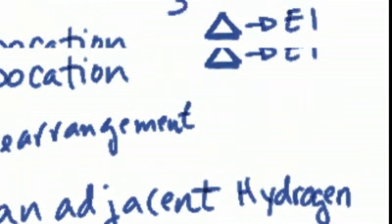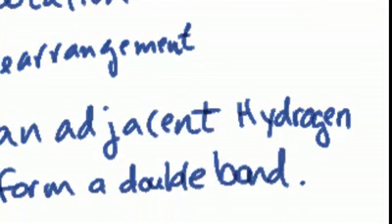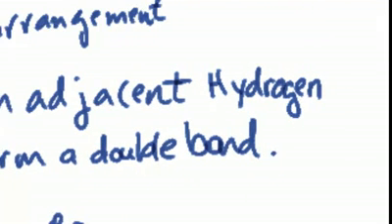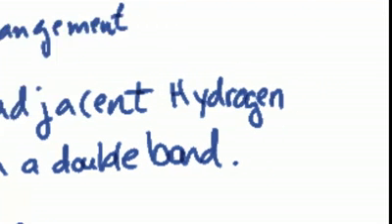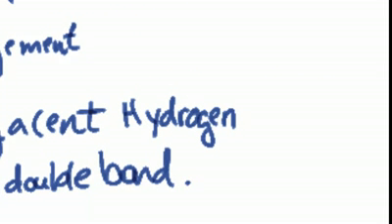Alright, so what is going to happen? We're going to form a carbocation as always. We're going to have a rearrangement if possible, and then we're going to abstract an adjacent hydrogen in order to form a double bond. Leave the electrons behind and form a double bond.